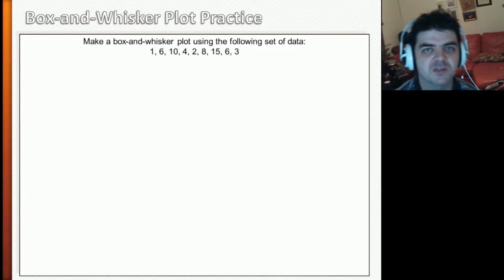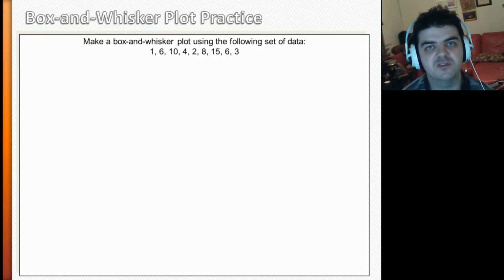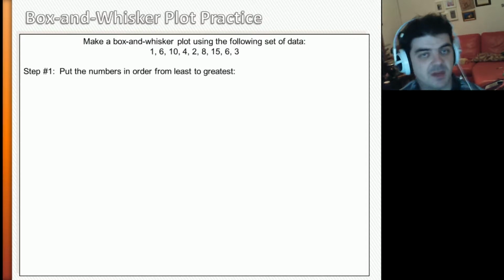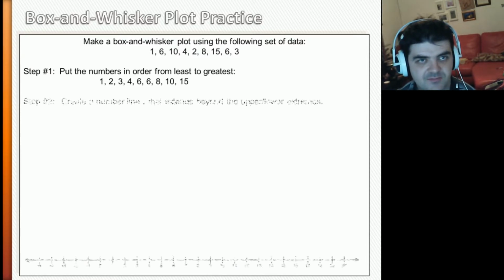Can we draw these box and whisker plots without drawing a cumulative frequency? Well, we can. It's a bit more tricky, but we use a lot of the same principles that we use when working out median and other things like that. So we've got to make a box and whisker plot using the following set of data: 1, 6, 10, 4, 2, 8, 15, 6, and 3. So the first step, as we do with any median, is put the numbers in order from smallest to greatest. And if I do that, I get 1, 2, 3, 4, 6, 6, 8, 10, 15.